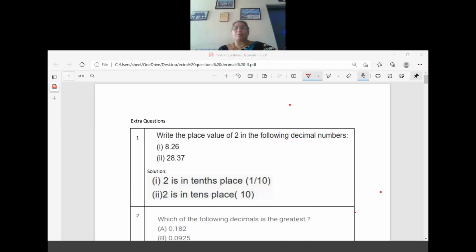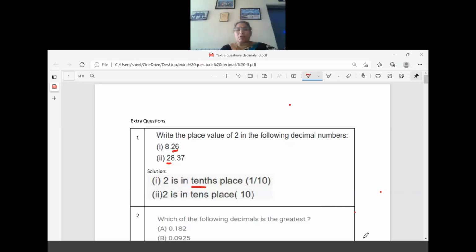First, identify 2 in the given numbers. In 8.26, 2 is here, and in 28.37, that 2 is here. The question asks, what is the place value of 2? In the first question, it is in the tenth place. That means it comes after the decimal, right? So it is represented as the one-tenth place only.